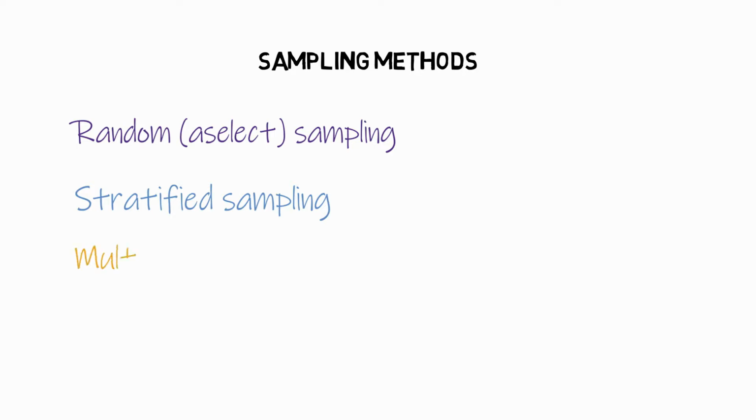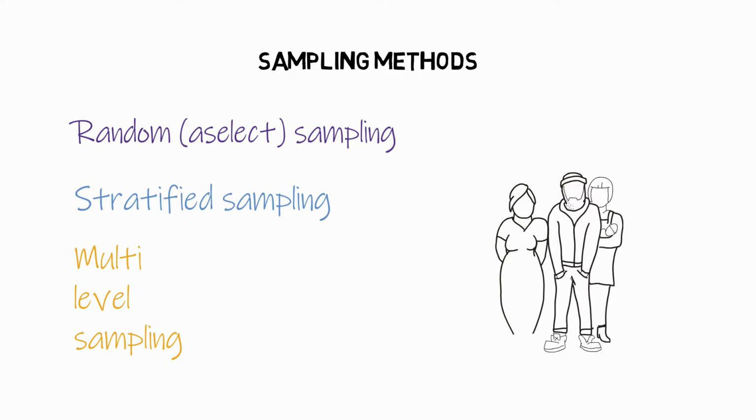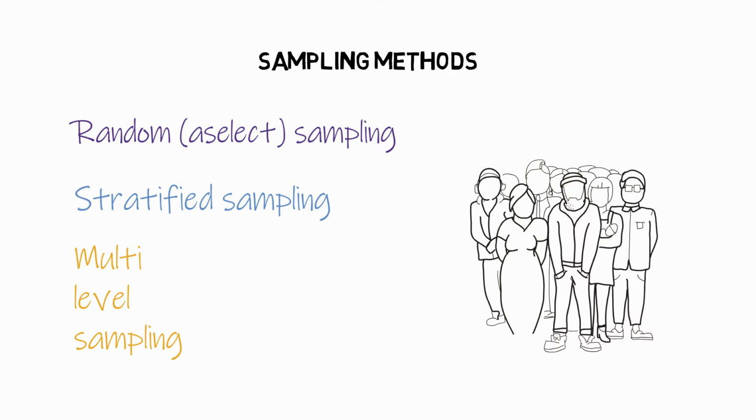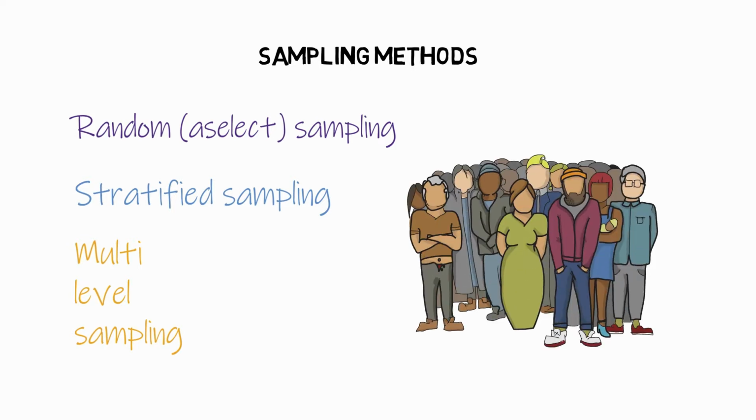We also have multi-level sampling. In multi-level sampling, selection is done in two or more stages. For example, we want to do a research about lifestyle of university students. Instead of randomly selecting a few students from all universities, what we do is, first we randomly select a few universities. And of those universities, we randomly select a few departments, and of those departments, a few classes, and so on and so forth. So far, we have been talking about random selection, but you can also choose select sampling methods.